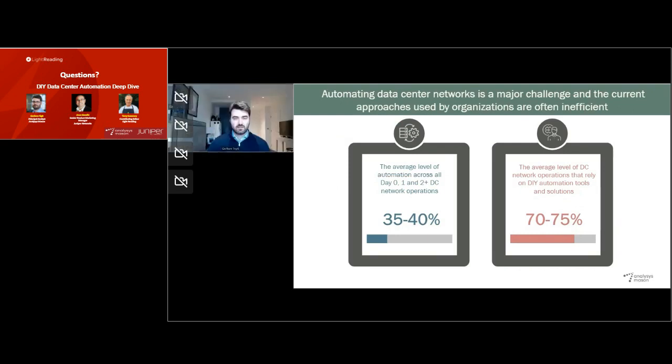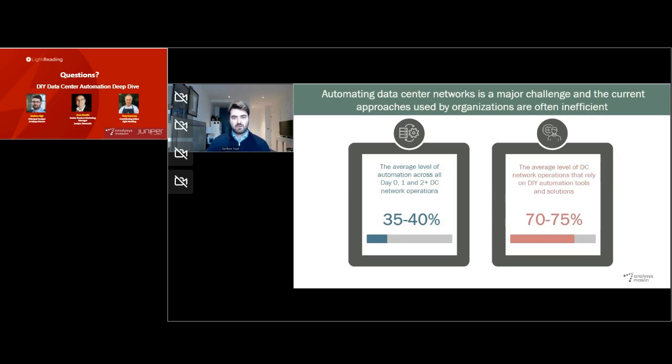So one of the key findings from our research is that the level of automation in data center networks is very low across the board. And we were quite surprised by this because many of the companies we talked to stated that their data center network automation strategies are driven by ensuring customer experience, security, and business continuity. And often, automating these network operations is one of the key pillars of their digital transformation strategy.